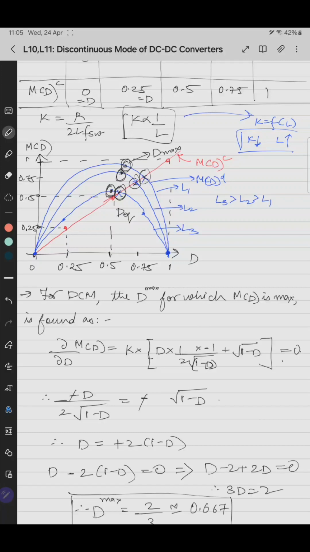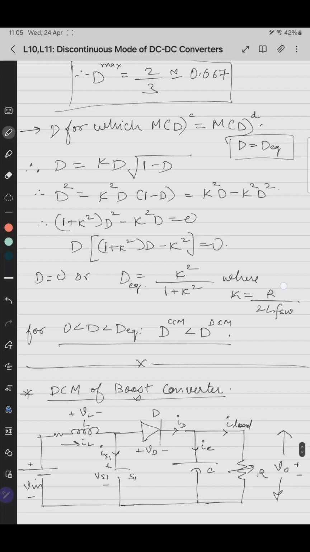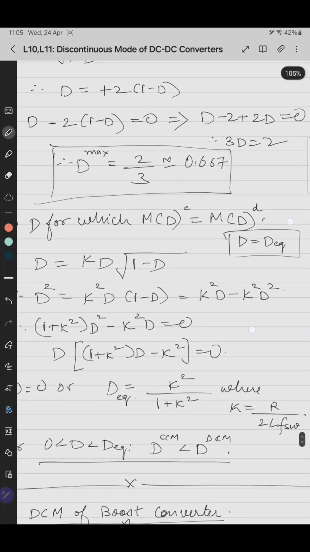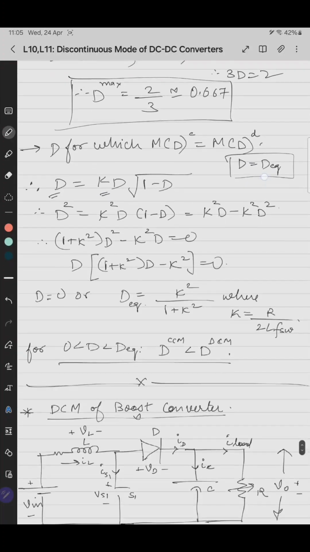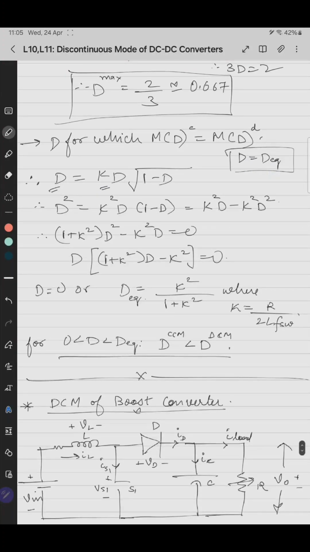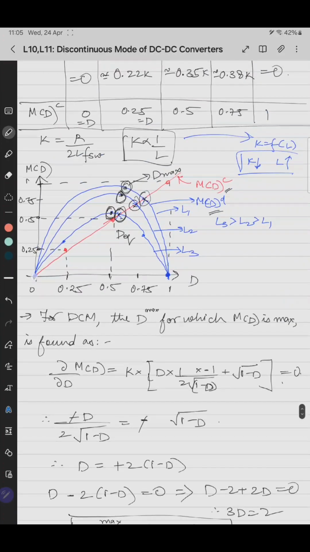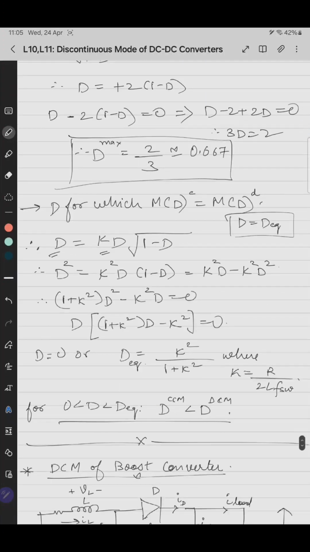that is M(D)CCM being equal to M(D)DCM. So what we'll do is we'll just equate it. What is M(D)CCM? That is D, and M(D)DCM is K into D into under root of 1 minus D. So if you just solve it, you will get two values of D: D equals 0 or D equals K squared by 1 plus K squared, which is very evident that there are 2 points of intersection for each load line. So D equal to 0 we do not consider, we'll take the other point.